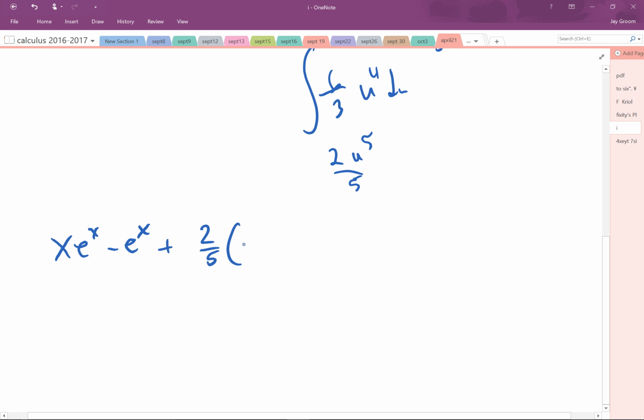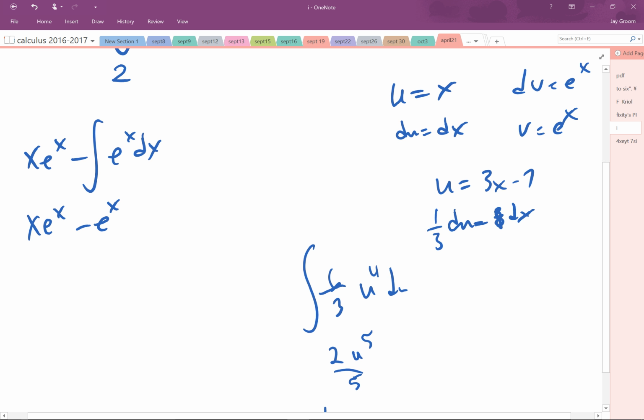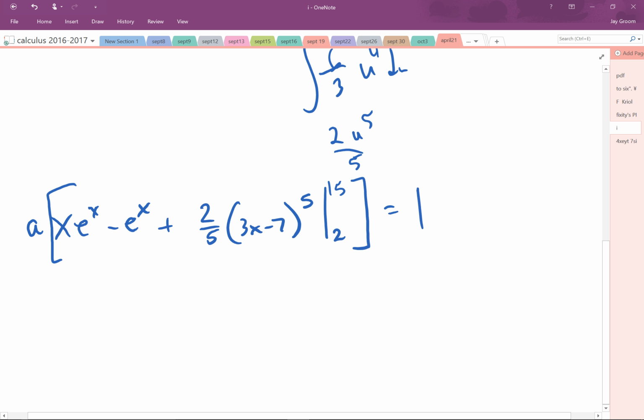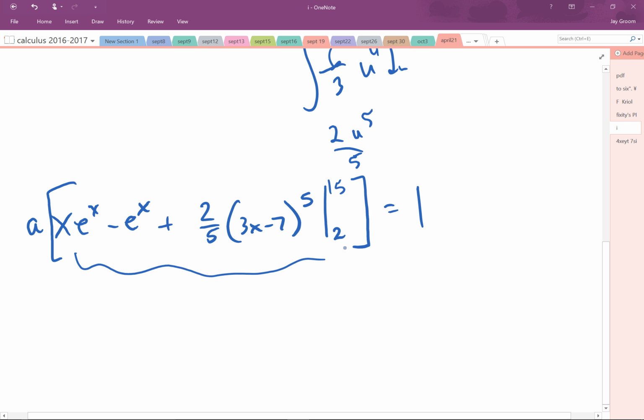3x minus 7 to the fifth, right? And I integrated from 2 to 15. And when I'm done, I need to multiply it by some value of a, yes? So that the answer is equal to 1. One could see that in a moment this is going to be a number. Call it 100, I don't care. How do you solve for a? You can divide by that to the other side.